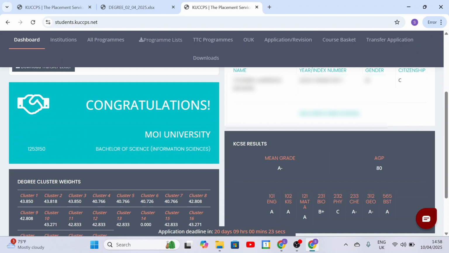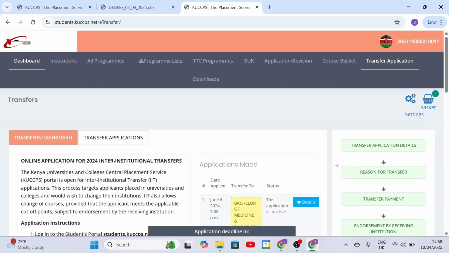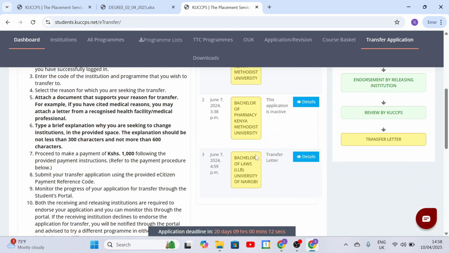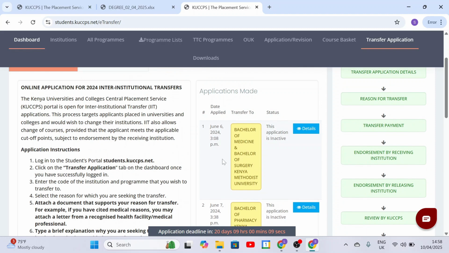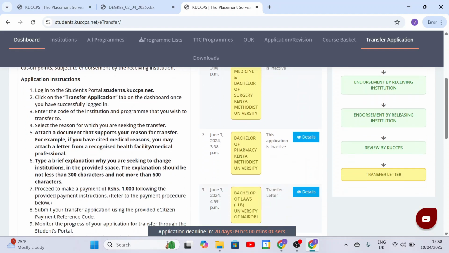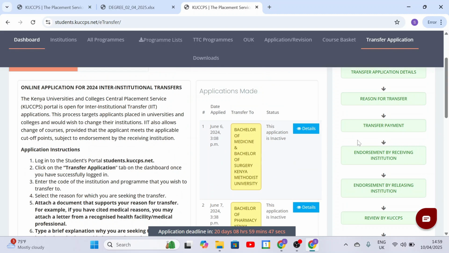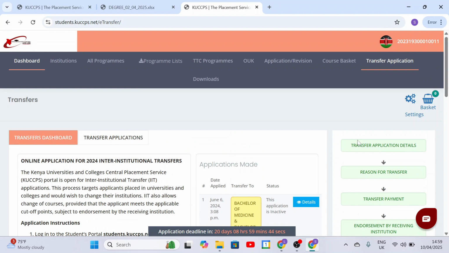However, this candidate went on to have a transfer much later on, and these are the transfer details all the way to the transfer letter, which allowed him to go to Bachelor of Laws. But as you can see here, he tried to transfer to KEMU. That application was not successful. He tried to go to KEMU as well. He also had tried to go to Zetech sometimes. It was not possible. And finally he was able to go to law at the University of Nairobi through a transfer letter or a transfer application. So these are things that we shall be talking about when we get to the transfer period.